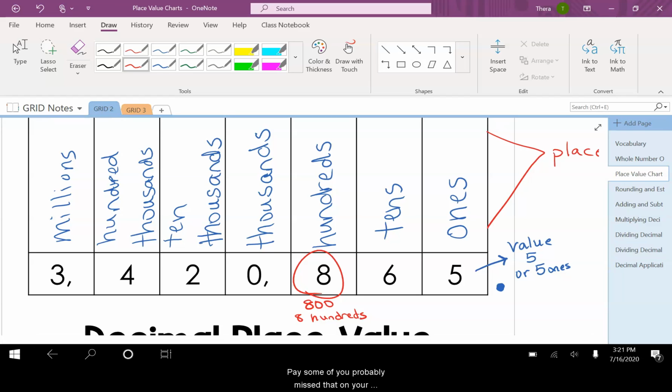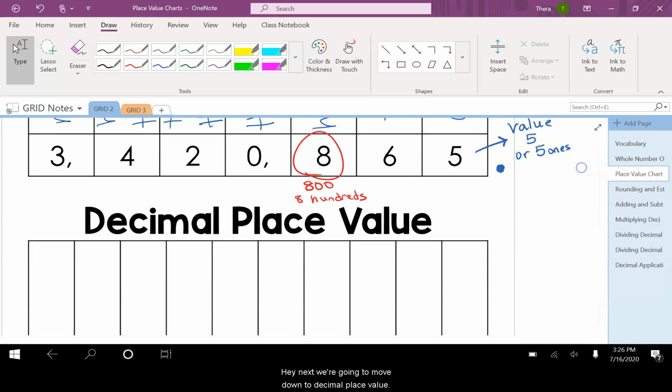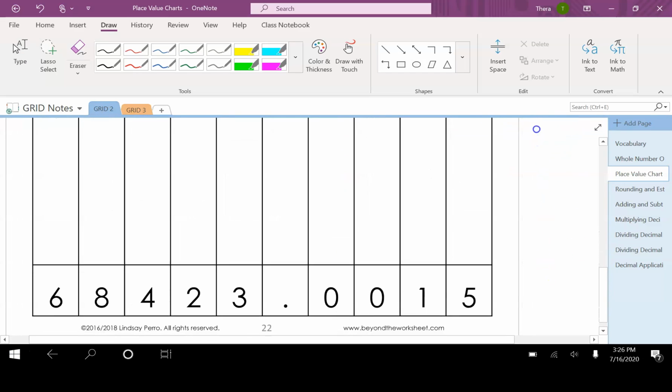Okay, some of you probably missed that on your pre-assessment, and that's okay. But just keep that in mind for when you come to your test at level 3 mastery. This is also going to be part of your level 1 quiz. You need to know the difference between the place, which is the location, and the value, which is how much it is worth.